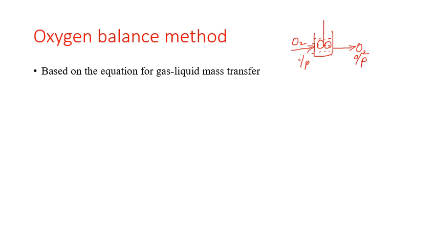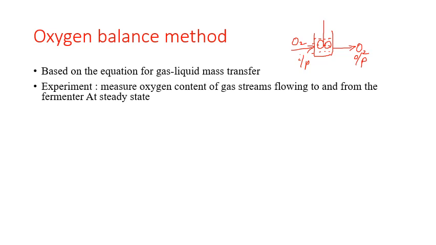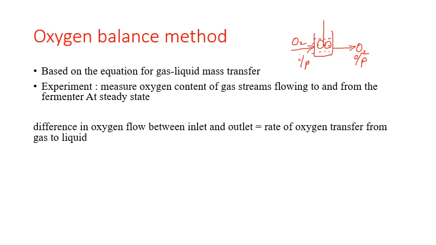So that's the mass balance method you use to find out how much oxygen is transferred into the reactor. The experiment is very simple. You measure the oxygen content of gas streams flowing to and from the fermenter, and at steady state, the difference in oxygen flow between inlet and outlet is equal to the rate of oxygen transfer from gas to liquid. So input minus output will be equal to whatever oxygen is transferred from the gas to the liquid inside the fermenter.